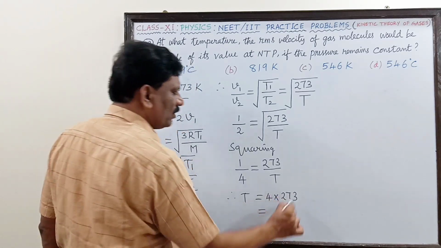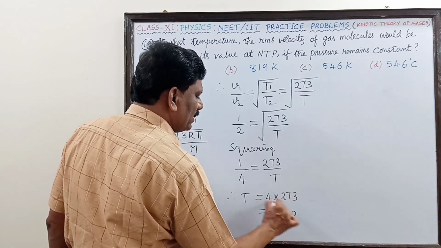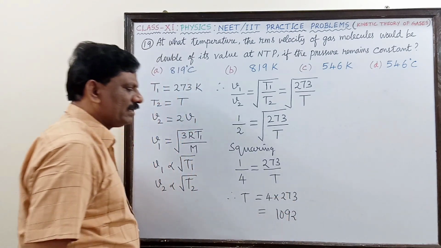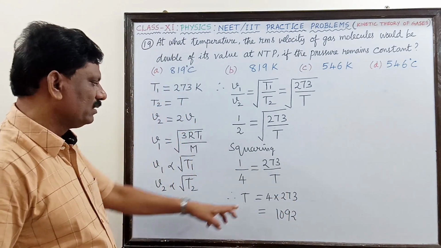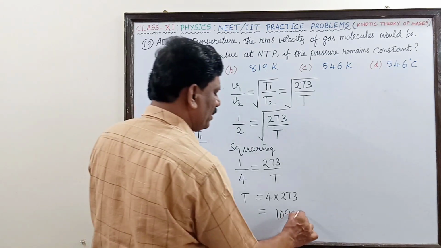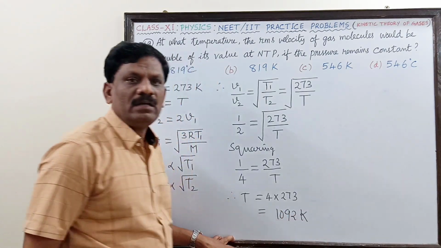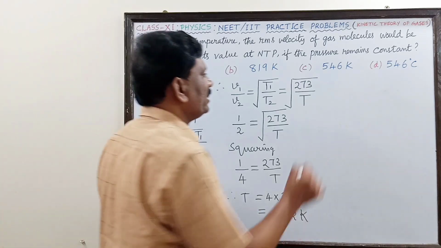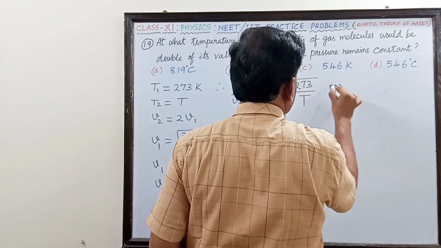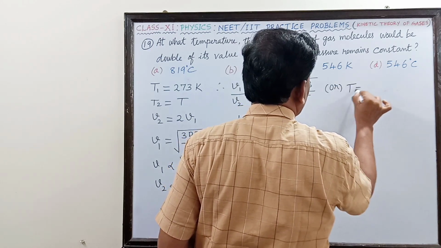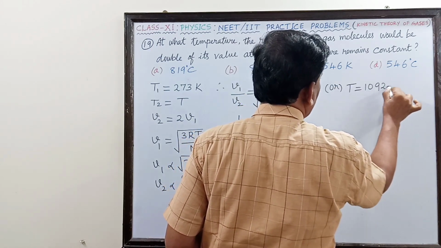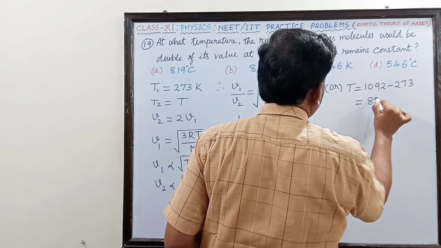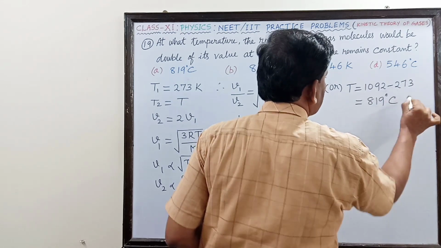So 4 3s are 12, 4 7s are 28 plus 1 is 29, so this is 1092. Okay. So T is equal to 1092 Kelvin. But we have to convert this to degree Celsius, so T is now equal to 1092 minus 273. So that is equal to 819 degree Celsius.